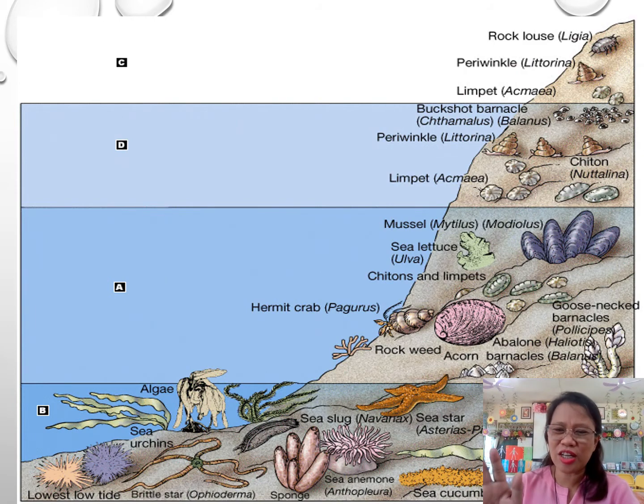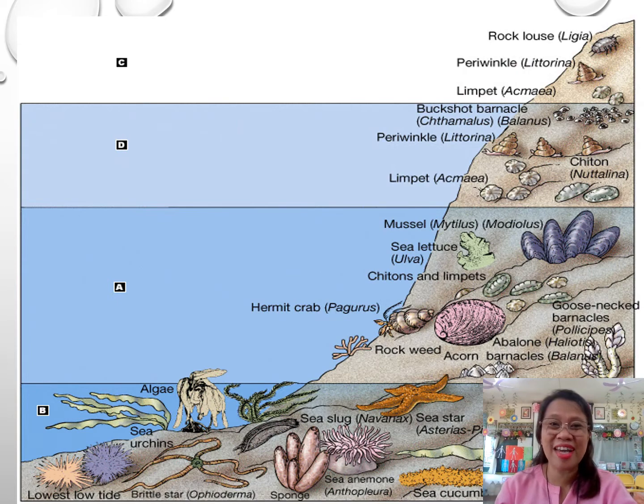Magtikalayo o magtikausog na ito sa ubos, nganto sa may water na the high tide zone. So kung mag high tide, mabasa ni siya nga area. So nasa mga organism nga naa diri. Like for example, the buckshot barnacle, the periwinkle, the limpets. Muna sa high tide zone. Then down, nagtikaubos na, nagtikalayo na ta, the mid tide zone. So, sa may mga animals that can be found here. Mussels, the sea lettuce, the chitons and limpets, the hermit crabs.